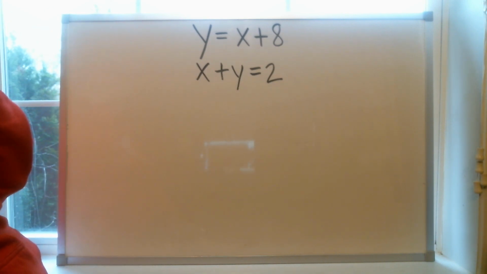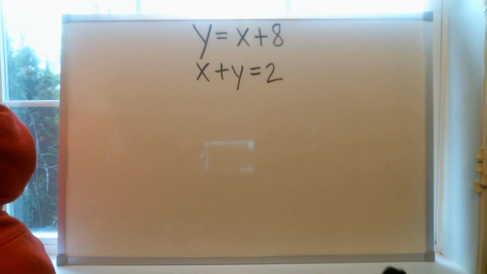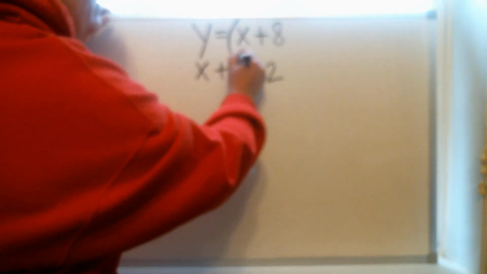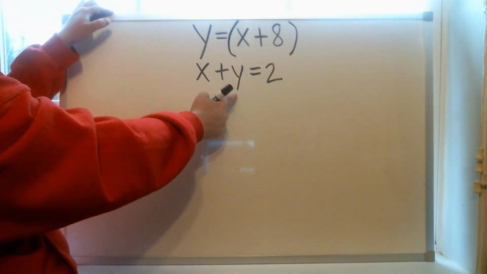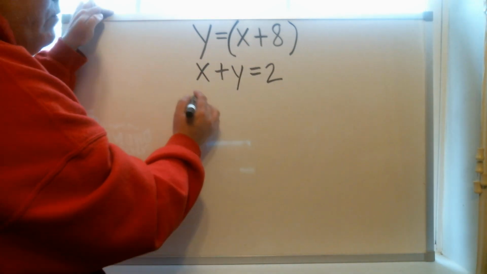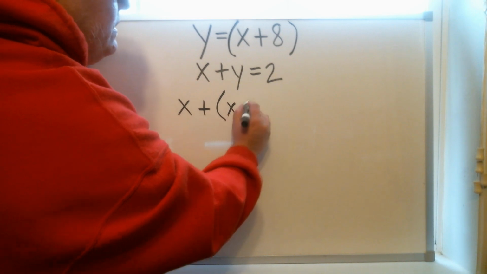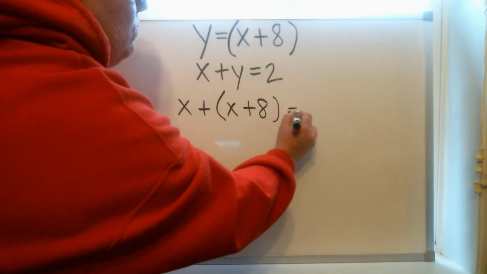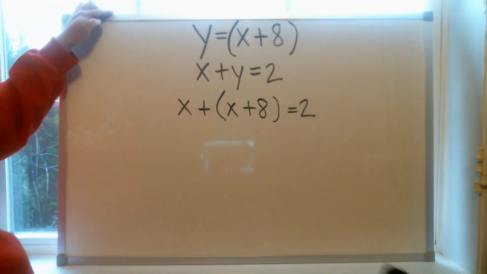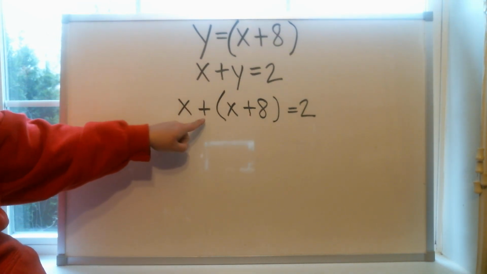If you look at these two, we're looking for one that's already solved if possible. And the first one is already solved for y. They're telling us that y equals x plus 8. So I'm going to put parentheses around x plus 8 because this is what I'm going to use in place of y. Now I'm going to rewrite my second equation with x plus 8 in place of y. So x plus 8 equals 2. Now, if you look at this one, I've got my x plus 8 in parentheses, but there's nothing that I have to distribute.